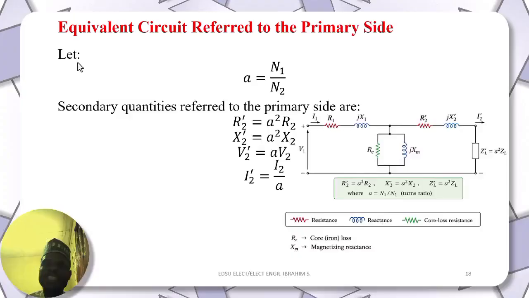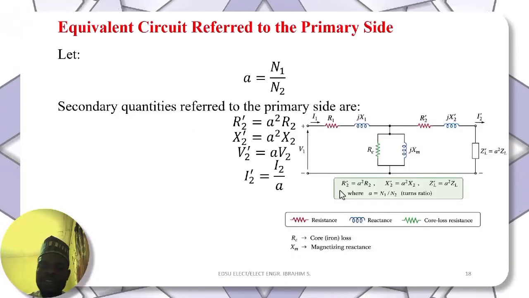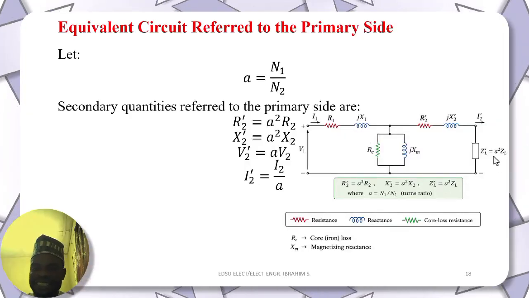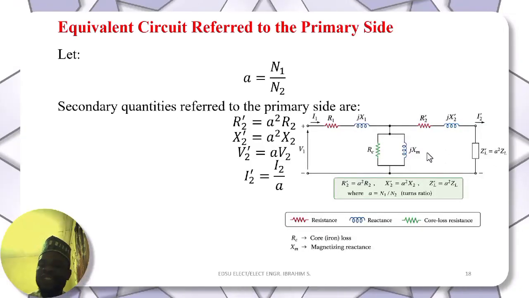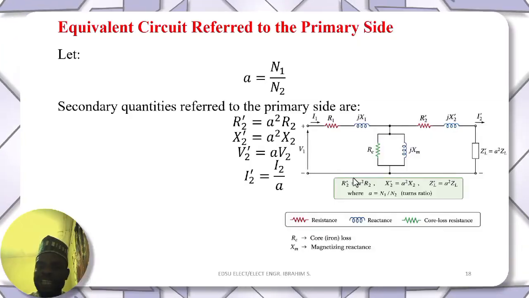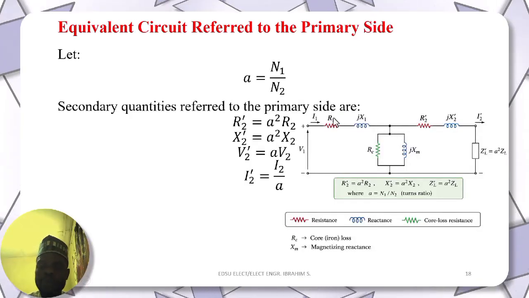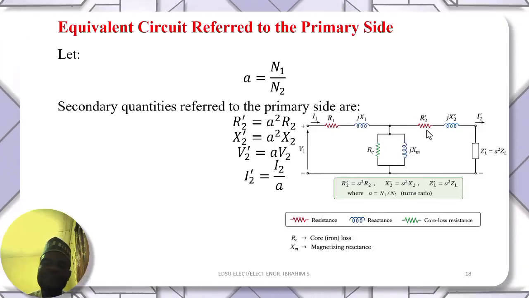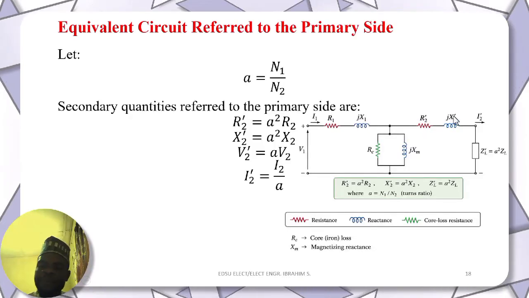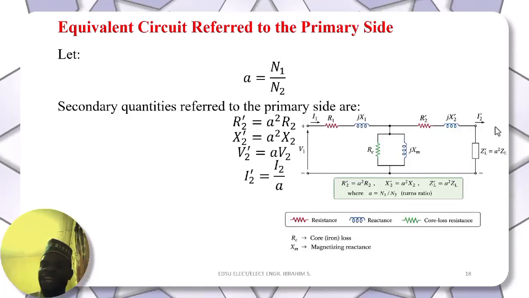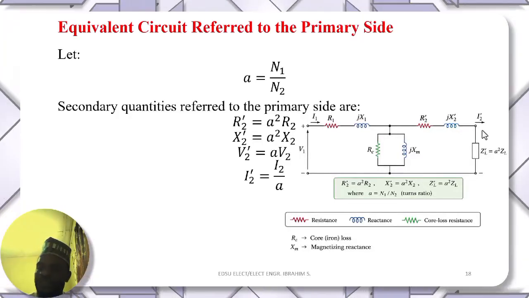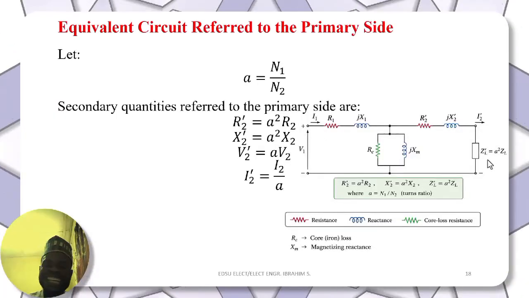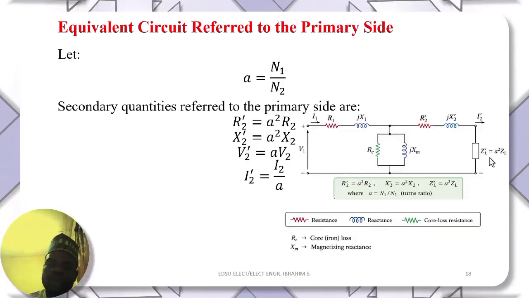Now, the equivalent circuit referred to the primary side. As you can see in our diagram, this is an equivalent circuit when referred to the primary. As you are referring to the primary side, the things you will see are R1, jX1, R2 and jX2, but referred to the primary now. You have the secondary current referred to the primary and the primary current. And also you have the load impedance when referred to the primary side.